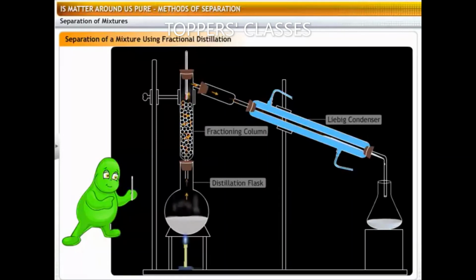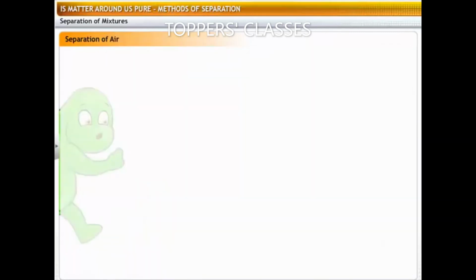The fractioning column obstructs the smooth upward flow of vapors. During this process, only the vapors of N-hexane, which has a lower boiling point, pass through and get condensed in the condenser. N-heptane, which has a higher boiling point, condenses and flows back into the distillation flask.